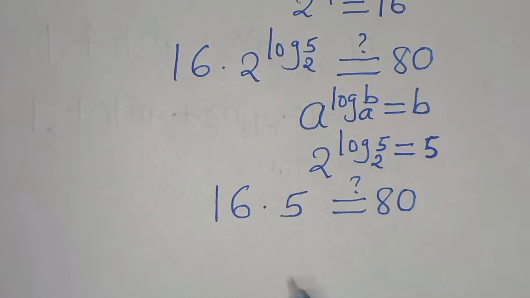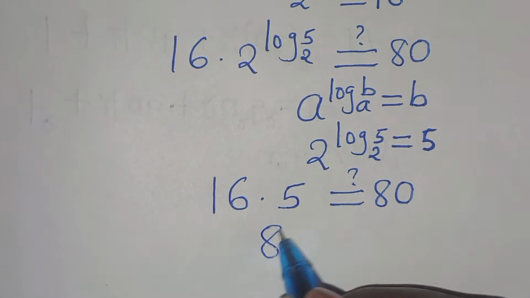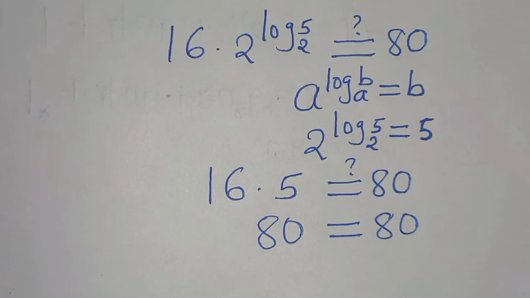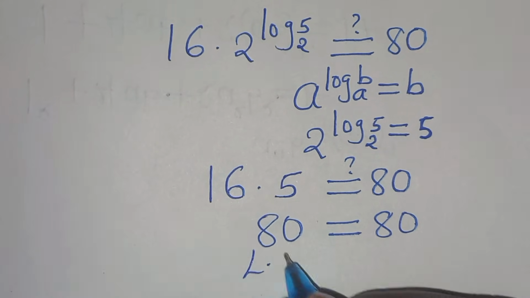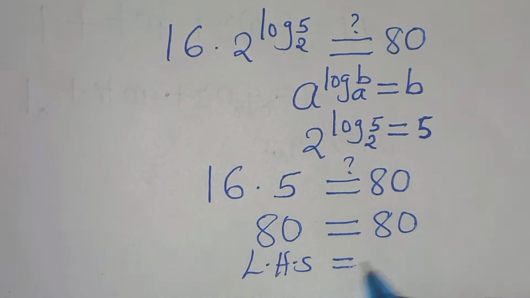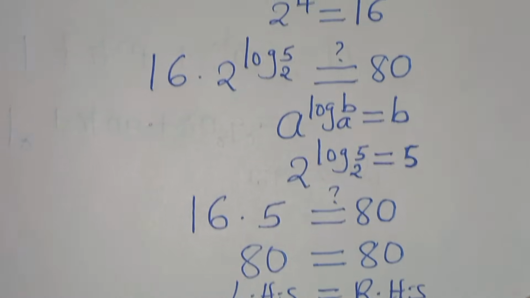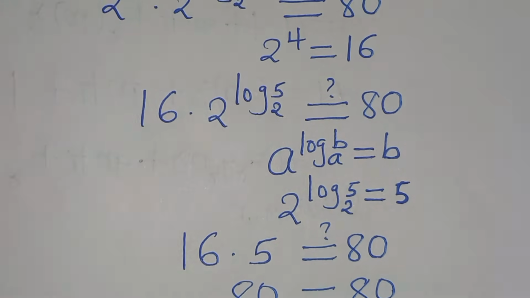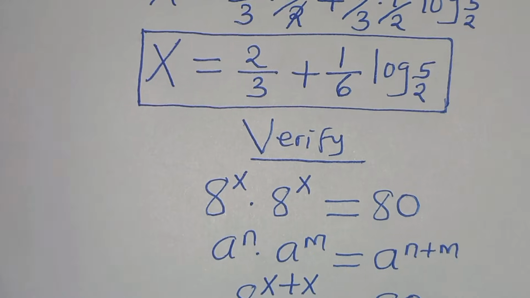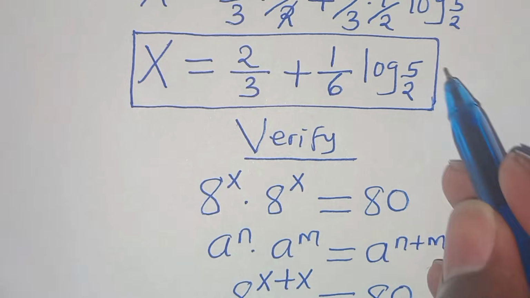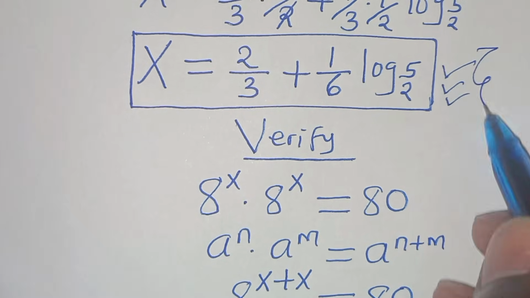So therefore, we have 16 times 5, which is equal to 80. And this is equal to 80. So therefore, the left-hand side is equal to the right-hand side. And this proves that the value of x, which is equal to 2 over 3 plus 1 over 6 log 5 to base 2, actually satisfies the equation.